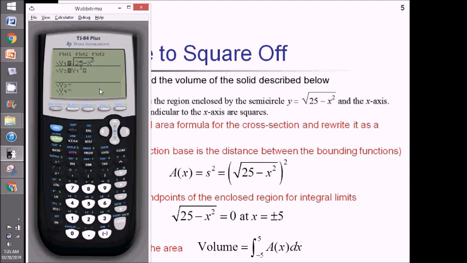All right, quitting out of there, let me just take the integral of that now. So math 9, from -5 to 5, and we'll do alpha trace y2 for my area function, dx, comes out to 166.667.